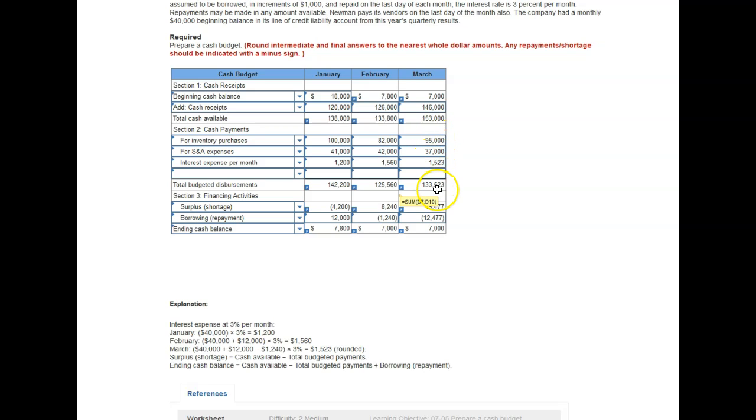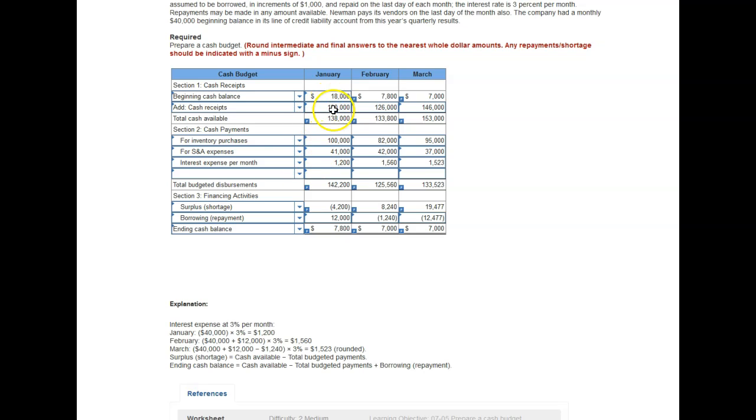Add these up. Expected cash payments total in March, $133,523. A lot less than the cash available. Well, it looks like we have a surplus of $19,477, and we have enough then to pay off $12,477 in the liability, and then that drops us to a minimum of $7,000.